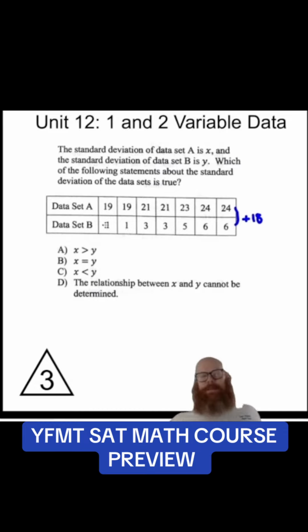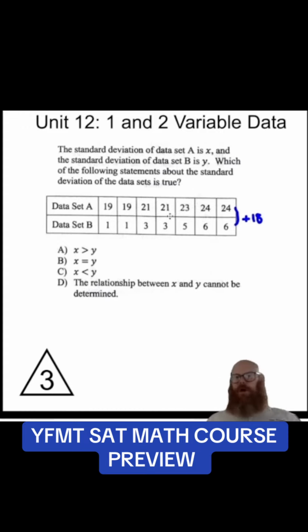So what ends up happening is, in general, standard deviation is a measure of spread, right? Then the spread isn't going to change. If all of these move up together by 18 points, their relationship with how far apart they are from each other does not change. So the standard deviation between them has to be exactly the same, and we could know that without calculating the standard deviation for either one.